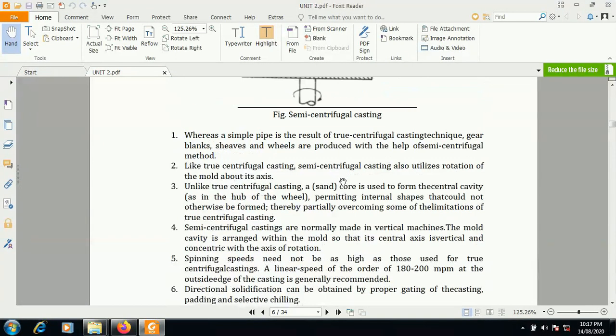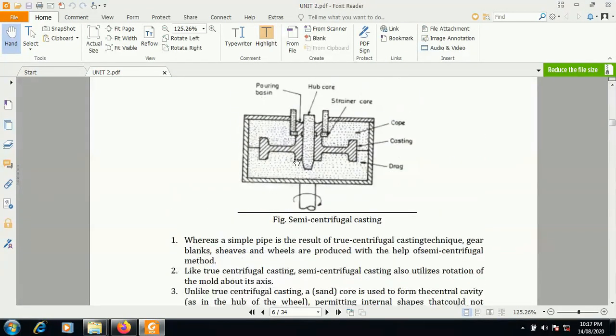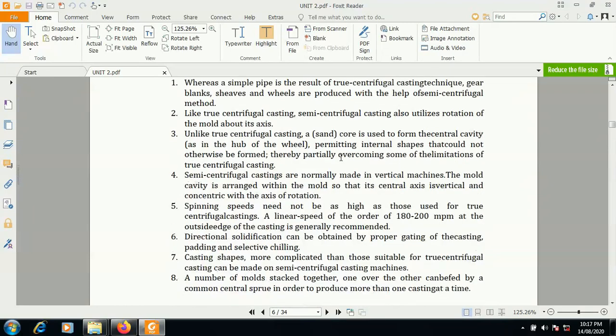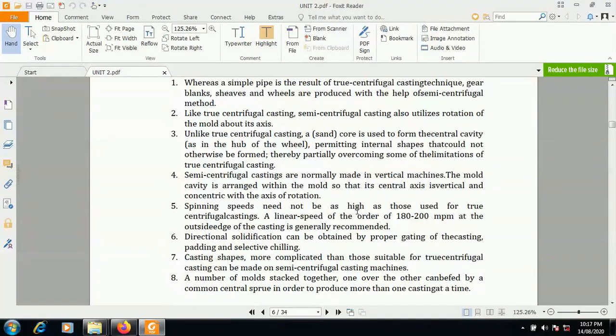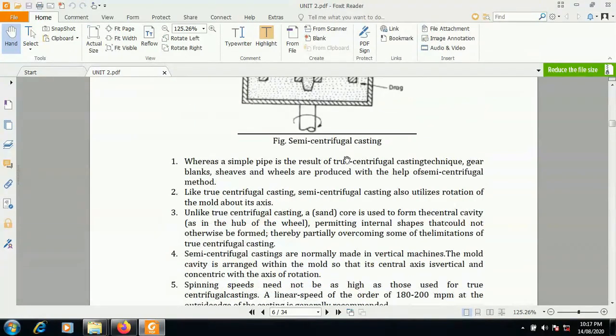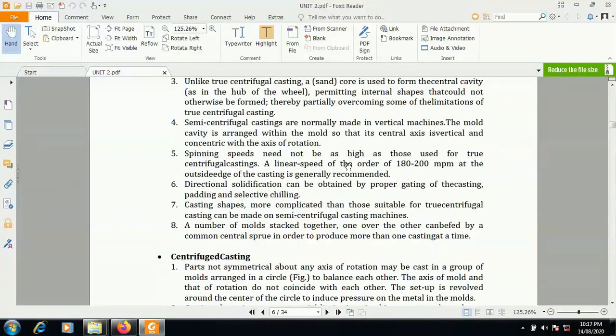Here, one above the other, the molds are joined together, and that is called stack molding. That particular technique is used for the manufacture of mass production components. The semi-centrifugal casting process is used in the application of gear wheels, alloy wheels, gear blanks, and shoes. All these are applications of the semi-centrifugal casting process. The third type is centrifuge.